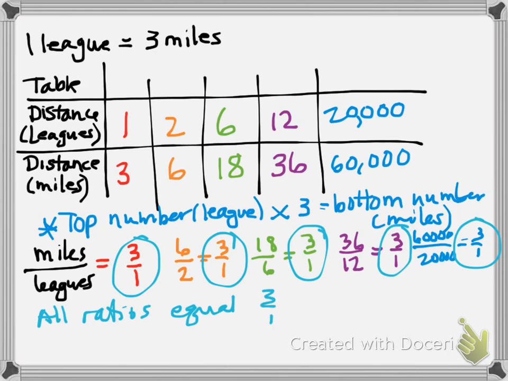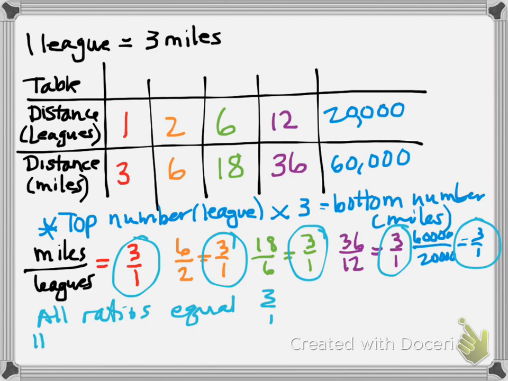Now, if I said, how about leagues to miles, what would you have written? 1/3. 1/3, and they would be all the same, okay? All right? So let's add one more thing. If you know the number of leagues, what would you do to change it into miles?